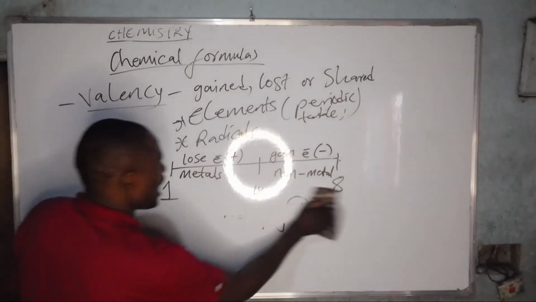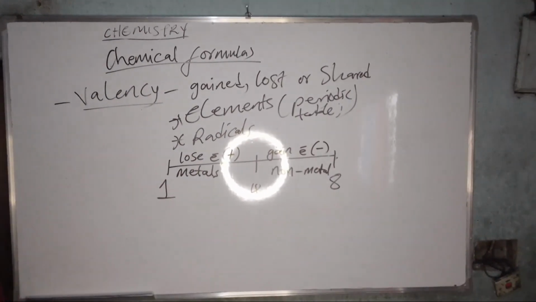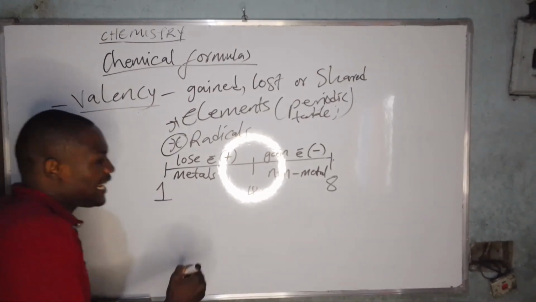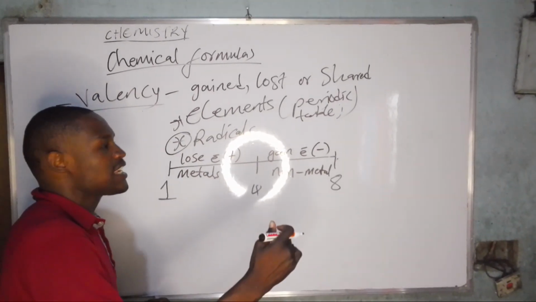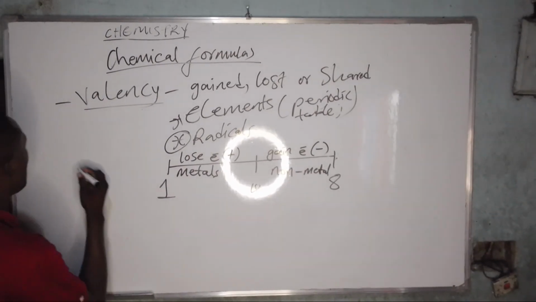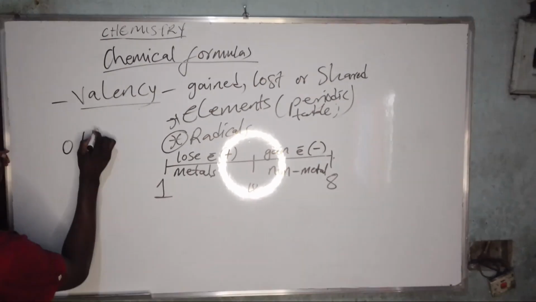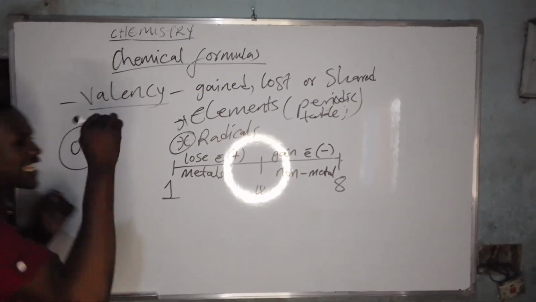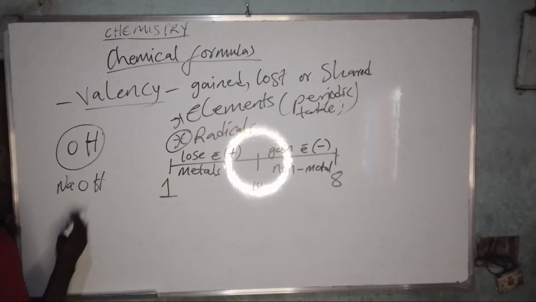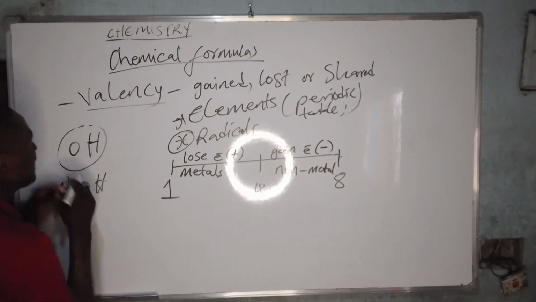Let's jump to radicals. Now, what is a radical? Simple and straightforward. A radical is a group of elements which only exists in compounds. For example, we have hydroxide or hydroxyl. This group of elements will only exist in other compounds like sodium hydroxide, magnesium hydroxide, and so on. So this will just exist like that.